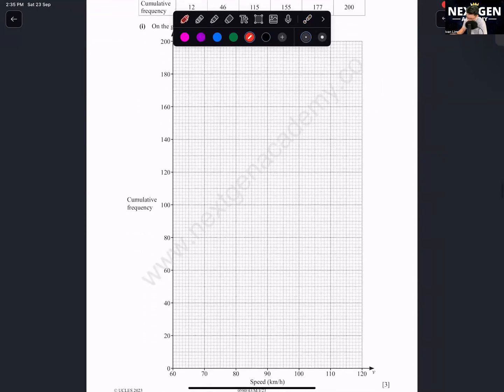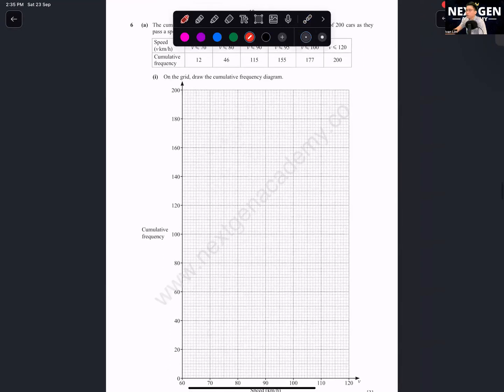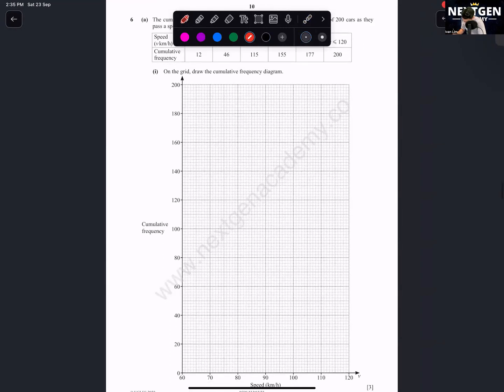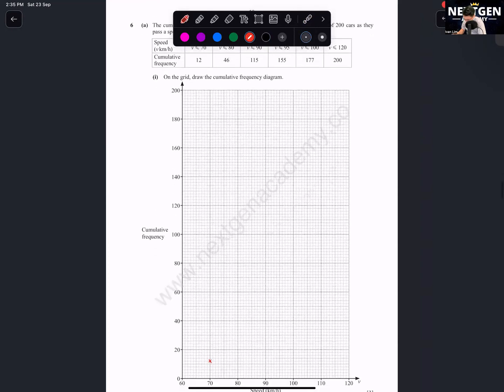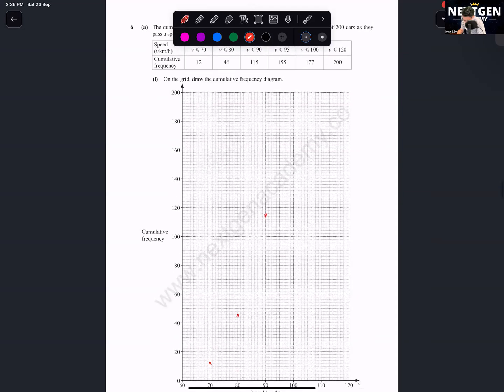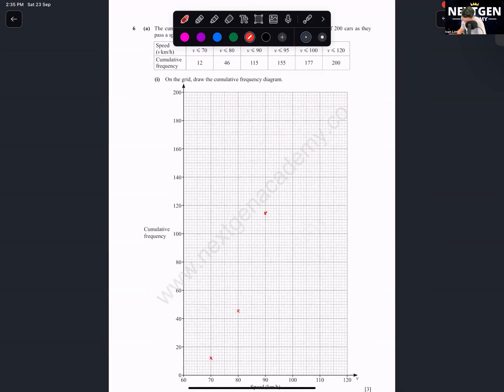70, 12. Where is 12? Next one, 80, 46. Every box on the y-axis is 2 units, so you all just look carefully. 90, 115. It is 110, so 115 will be in the middle here. 95, 155. 150, 155.